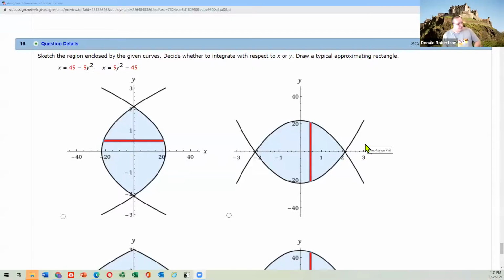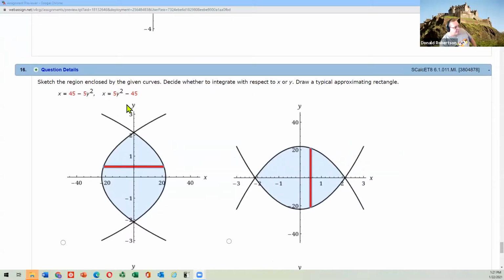Okay, this is 16. X equals 45 take away 5y squared. Just writing that down. X equals 45, take away 5y squared. And the other one is x equals 5y squared, take away 45. And we want to find the area enclosed by them again, right?